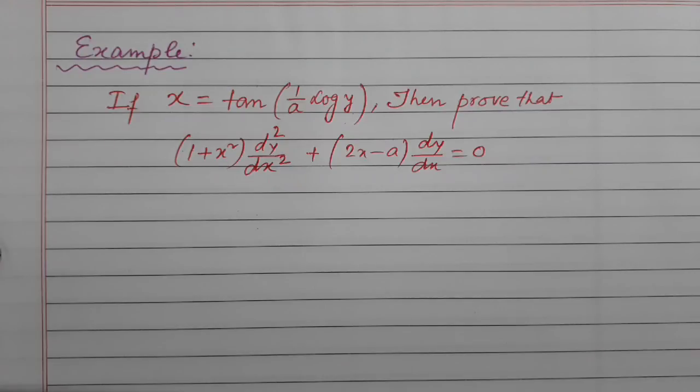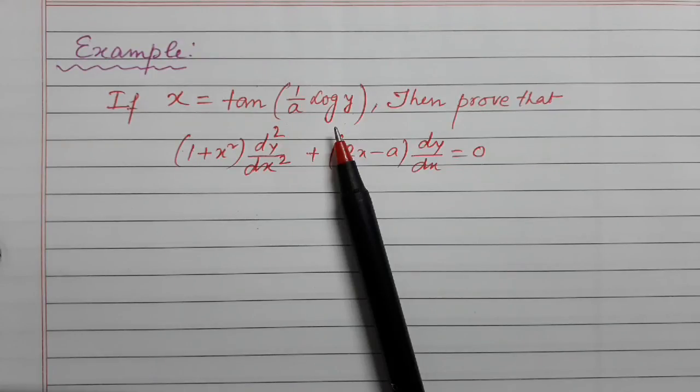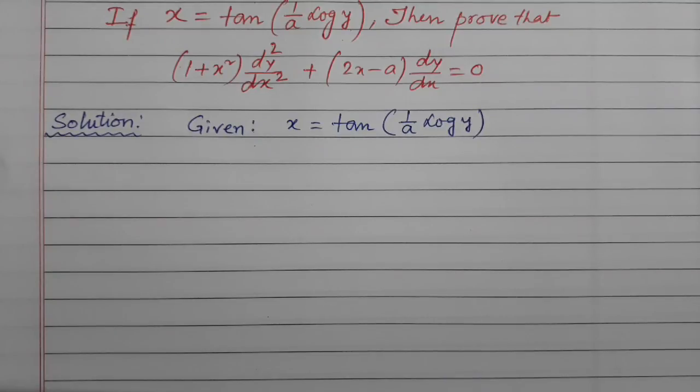Now let us see this example. It is given that if x equals tan(1/a log y), then prove that (1 plus x²) d²y/dx² plus (2x minus a) dy/dx equals 0. We have to remember that the base of log is always e if it is not mentioned. Now let's see the solution.